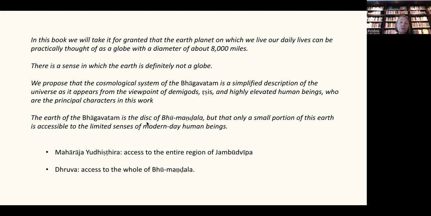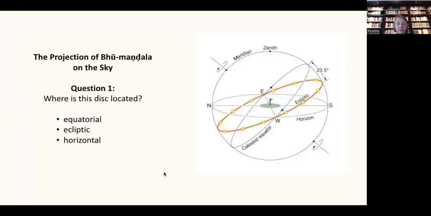If you look at it like that, the Earth of the Bhagavatam is the Bhumandala, but only a small portion of this Earth is accessible to the limited senses of modern day human beings. He makes the point that maybe not so 5,000 years ago, or 500,000, 5 million years ago. Yudhisthira, if you read some of his pastimes, travels through the different Varshas quite a bit. So he had access to those regions, the Bhuswarga. Dhruva, if you read his pastimes, clearly has access to the entire Bhumandala because he visits the different dweepas. So we're looking at it from that point of view, different access according to different situations.